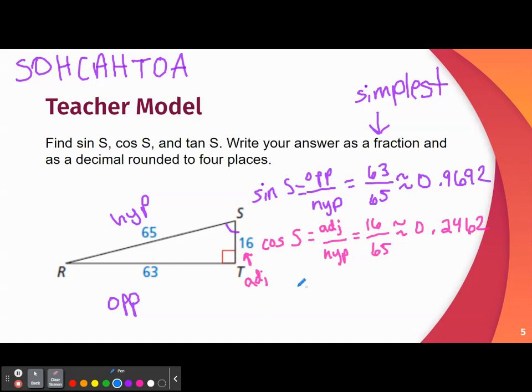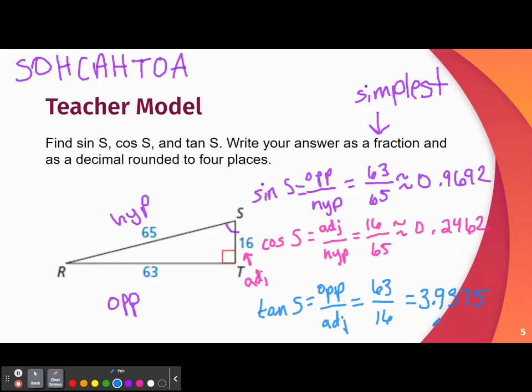Now I need to find tangent of angle S. Tangent is opposite over adjacent. Looking over here, if I look at S, the opposite is 63, and the adjacent is 16. Let's make sure it does not reduce. It does not. And this one stops at 4 decimal places, which means I don't have to round. So this would actually be equals 3.9375. I did not have to round, so I would put equals.